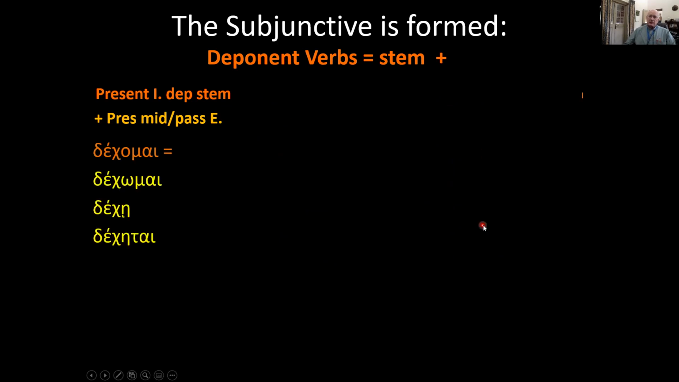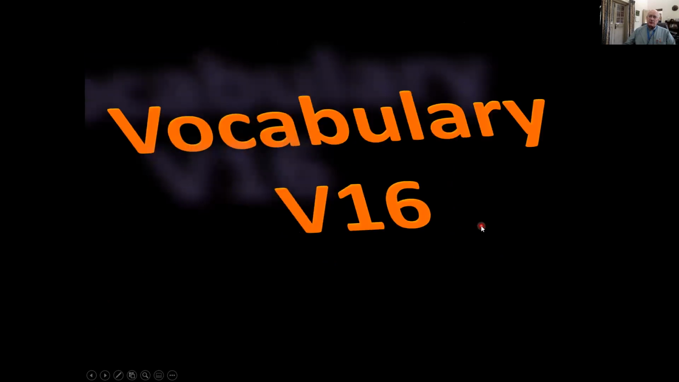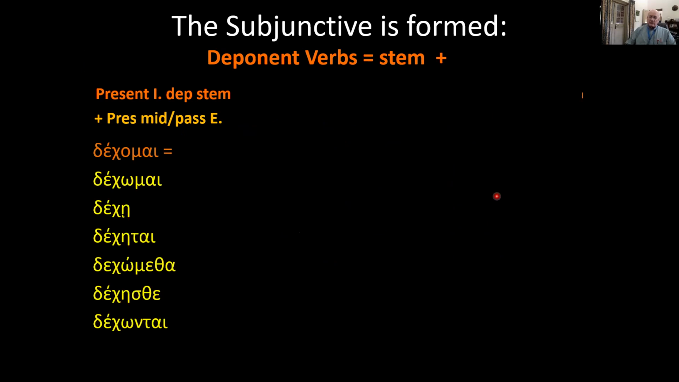We do have middle and passive, especially with what we call deponent verbs. And we already said, again, the vowel lengthens. So omai, e, etai, ometha, esthe, ontai lengthens to omai, e, etai, ometha, esthe, ontai. Very simple when you think about it. The subjunctive endings simply have vowels that are lengthened.